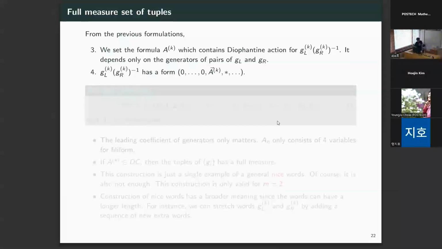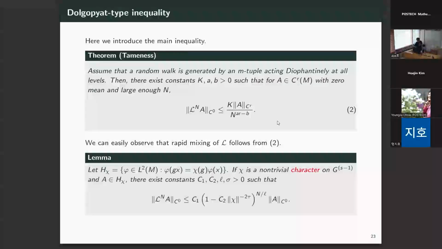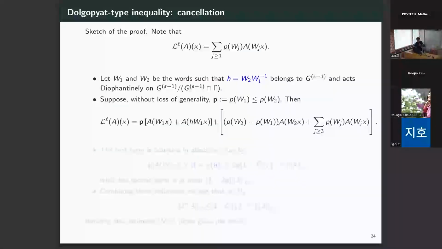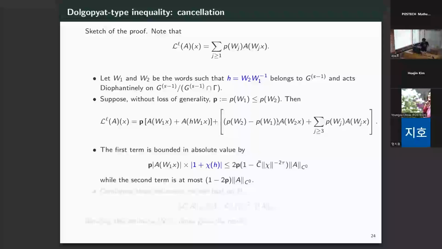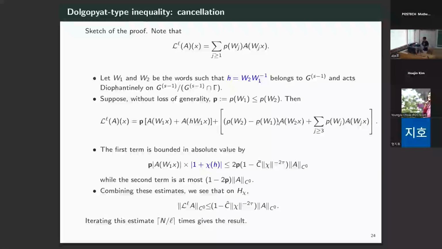Before finishing, I just want to give some idea of Valentin's and Young's question. This is just applying harmonic analysis. If you see the L to the L part, let me start from the first line. If you have L to the L, then we have a sum of many different terms, and each Wj is a word, a product. And then we need W2, W1 inverse, because this kind of form will be inside the commutator.